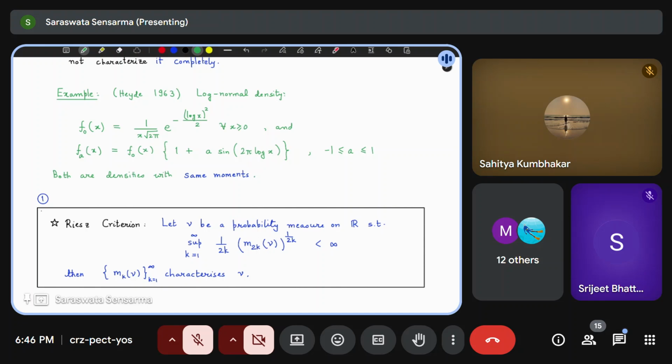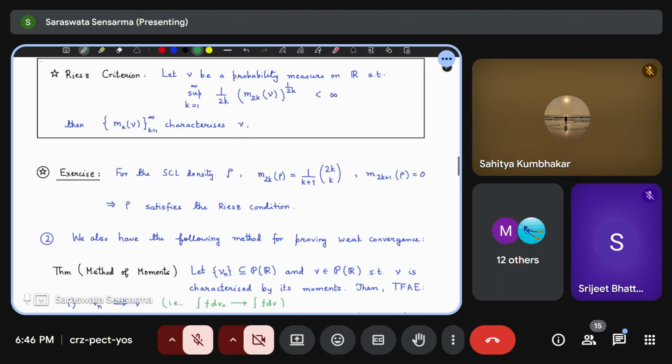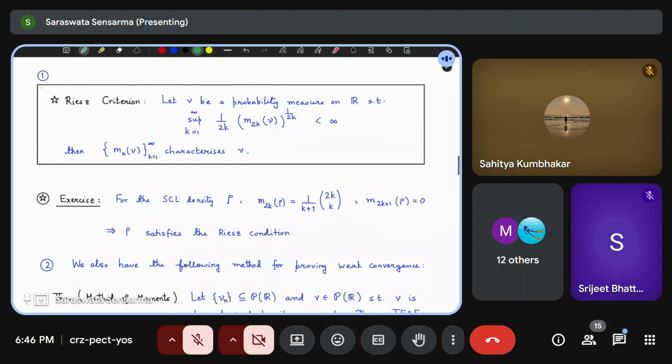Okay, and in the abstract, I just said that we'll assume some black boxes. This is one of the black boxes we'll assume, in particular if we are interested in showing convergence to the semicircle law.